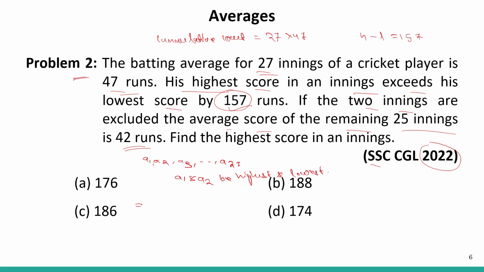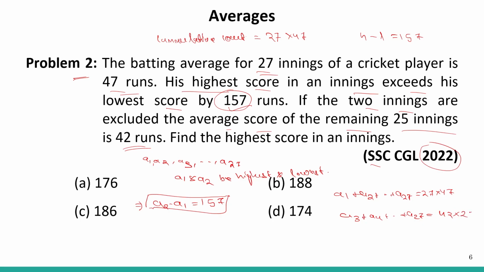So this implies that A2 minus A1 is equal to 157 runs. This is what is given to us. And we have A1 plus A2 plus dot dot dot A27 is equal to 27 into 47. And given that A3 plus A4 plus dot dot dot A27 is equal to 42 into 27 minus 2, which is 25. This much is given to us.